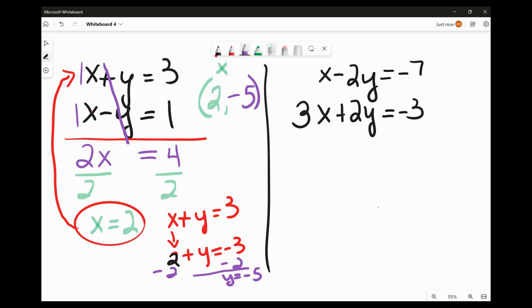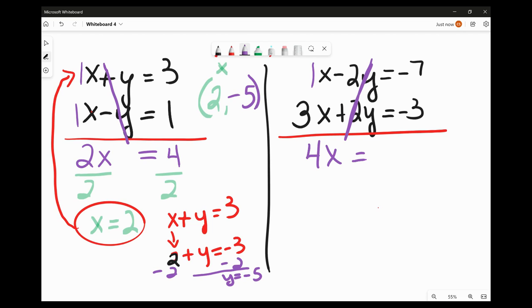So this is another straightforward problem. If I'm looking to add these down, if you look at the x's, if you add them together, you get 4x. So that won't eliminate anything. But if I look at the y's, I have a positive 2y and a negative 2y. So if I add them together, I'm going to get 0. So I'm going to cancel those out. And then I'll add everything else down. So 1x plus 3x, I'm going to get 4x.